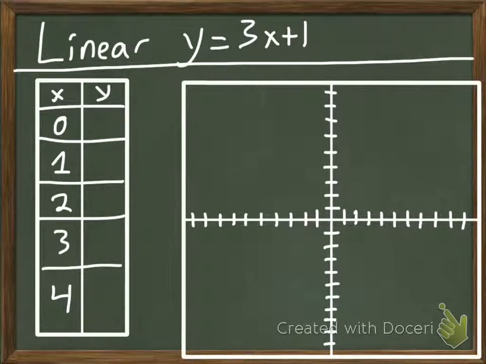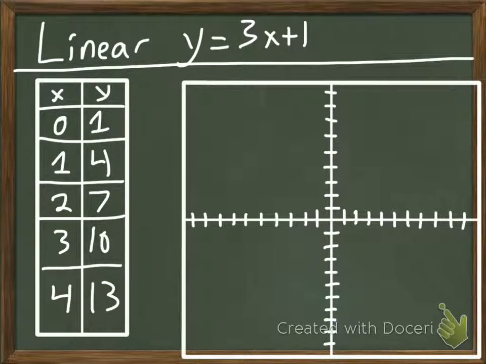So, we input 0 in for x, and we get 1. We plug in 1 and we get 4. Plug in 2 and we get 7. Plug in 3 and we get 10. Plug in 4 and we get 13. So, we're going to go ahead and graph.